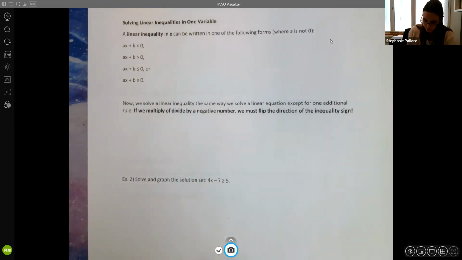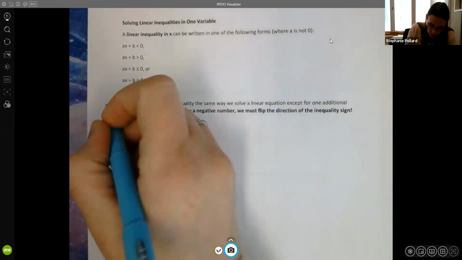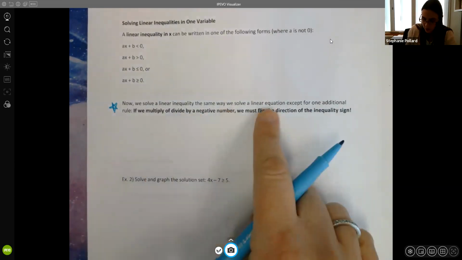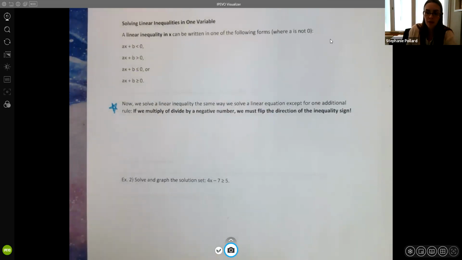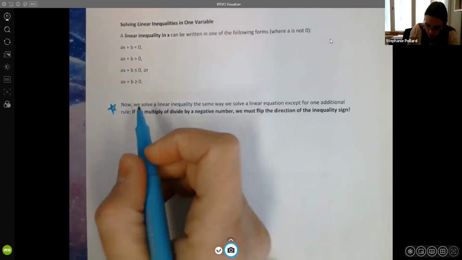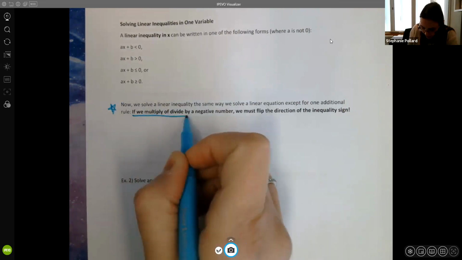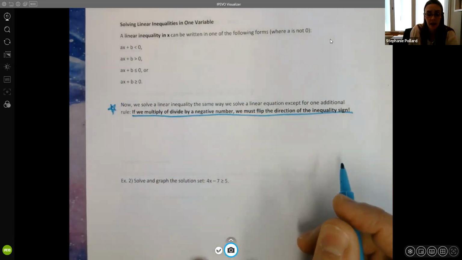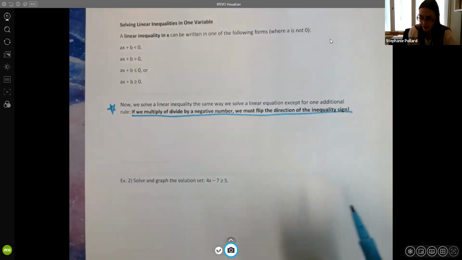Now, what we do is we solve our linear inequalities the same way we solve linear equations. It's all the same rules except for one exception. And that's if we multiply or divide by a negative number, we do flip the direction of the inequality sign. And I want to show you why that happens.